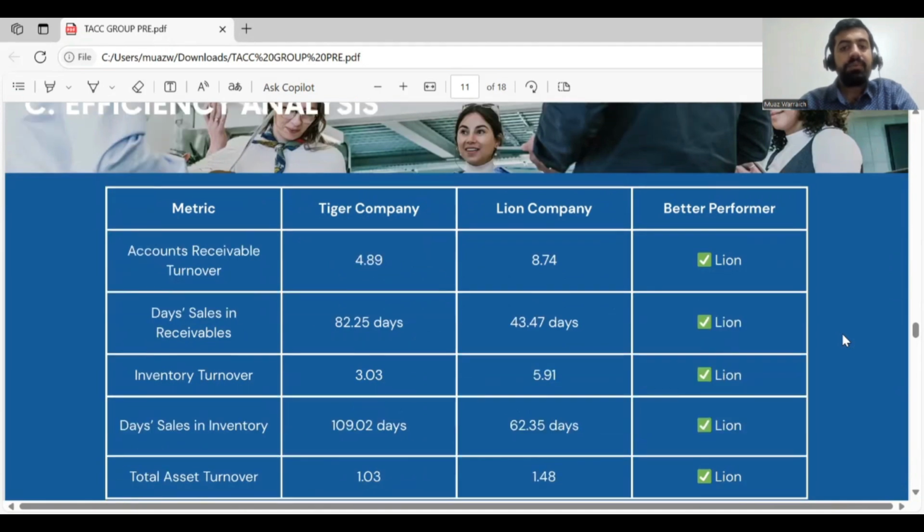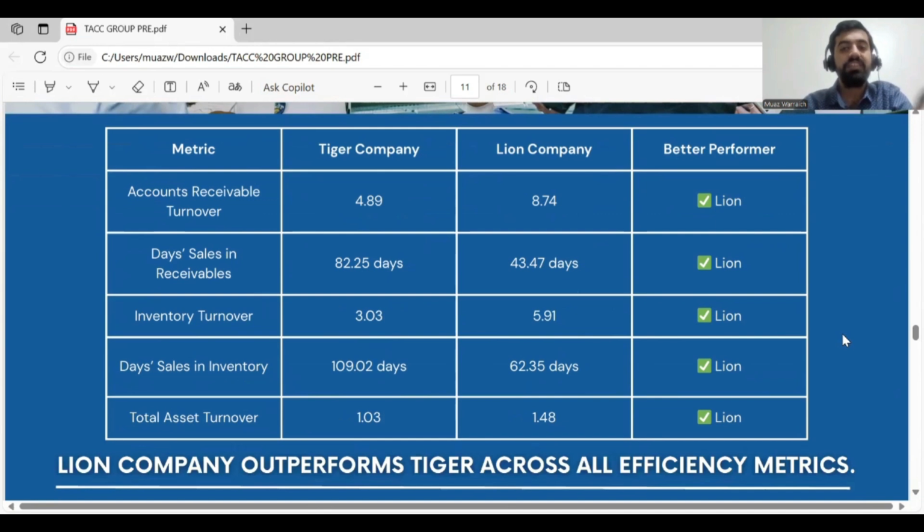The numbers in the table show that with 8.74 accounts receivable turnover, Lions collects payment faster than Tigers. So faster payment collection means more available cash. That is a clear efficiency advantage for Lions company.